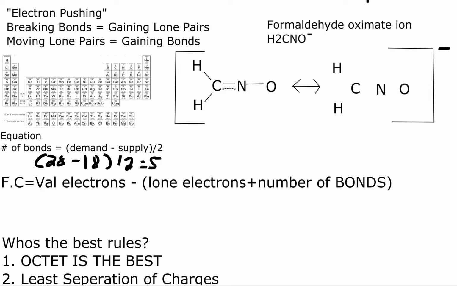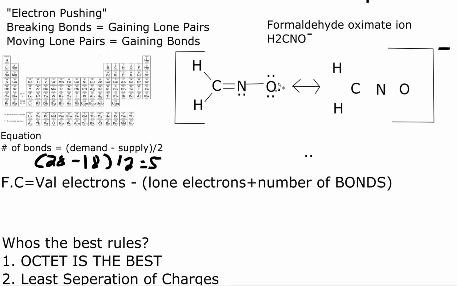And now we must fill in our remaining electrons to finish octets. I'm going to use these as electrons. Carbon already has an octet. Nitrogen needs an octet. Oxygen also needs an octet. So let me give it some electrons.